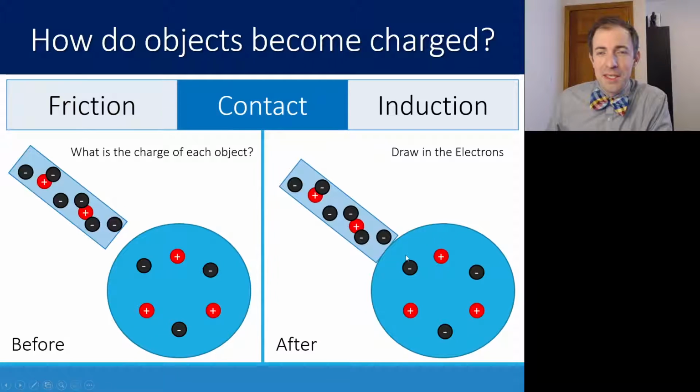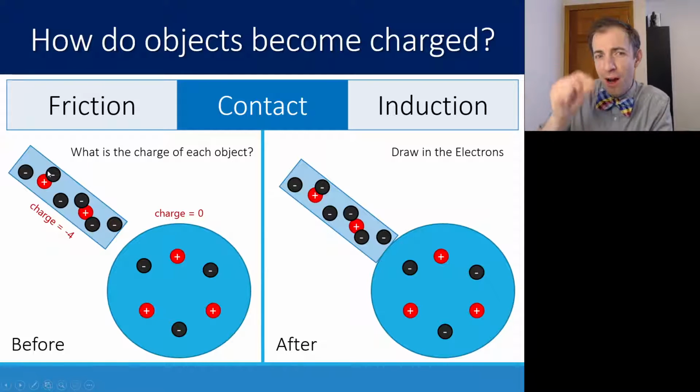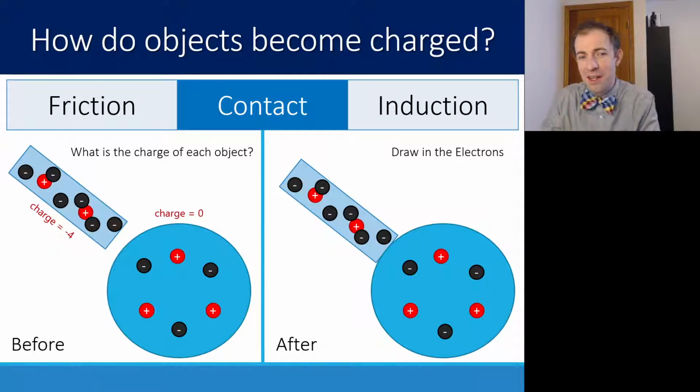Another way that objects can become charged is through contact. Here I have two objects. An object that has a charge of -4 here, more electrons than protons. An object here where there's the same number of protons and electrons. This charge is 0. Well, if this charged object comes into contact with the uncharged object, the neutral object, that charge is given an opportunity to spread out.